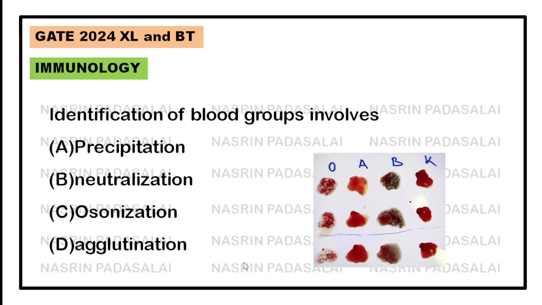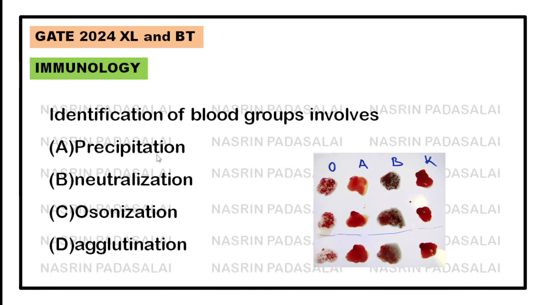Next question. Identification of blood group involves agglutination reaction. Okay, I think you all have done this blood grouping in your labs, whether you are a zoology student or a biotech student. You have done this experiment, correct? So identification of blood groups involves agglutination.